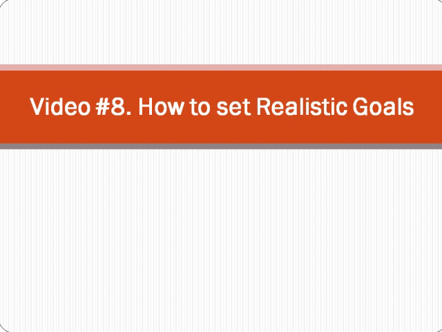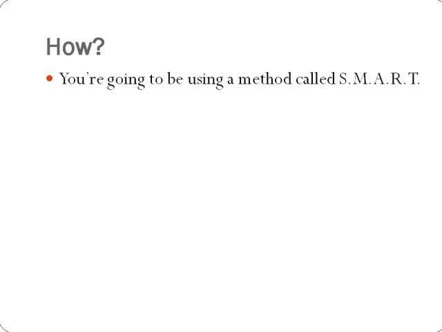In this specific video, you're going to learn how to set realistic goals. Now, how do you set realistic goals, and how do you measure it, and how do you know if it's attainable and reachable and so forth? Well, we're going to be using a specific method called SMART for a goal, and it was created by a guy named George T. Duran.